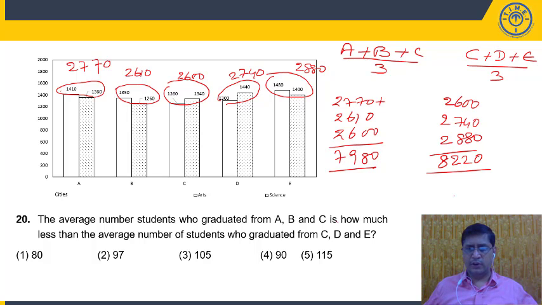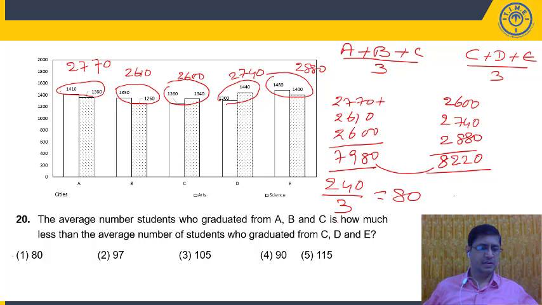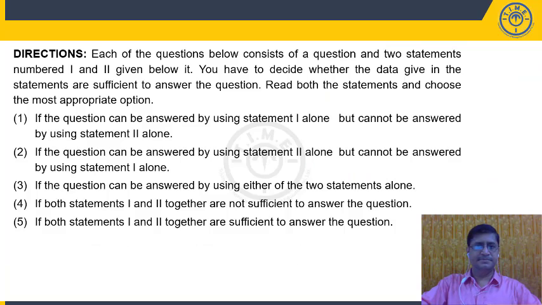The difference in these two values is equal to 240. Average means divided by 3. So what is the right choice? Option 1 is the right choice. Okay. Now look at the next question on your screen.